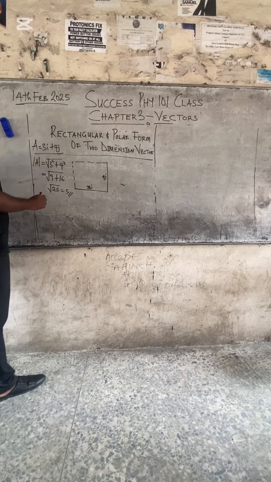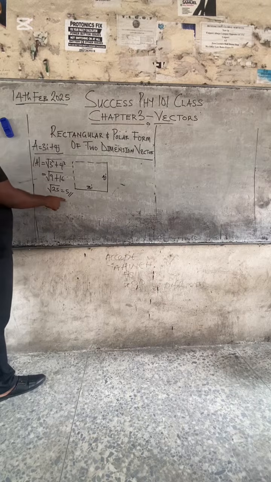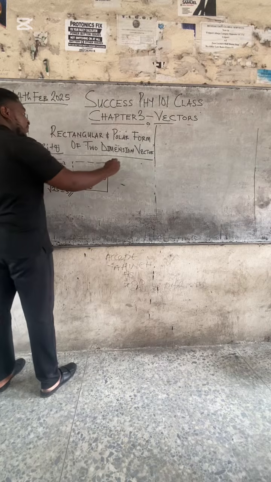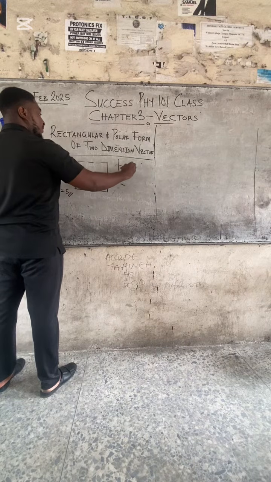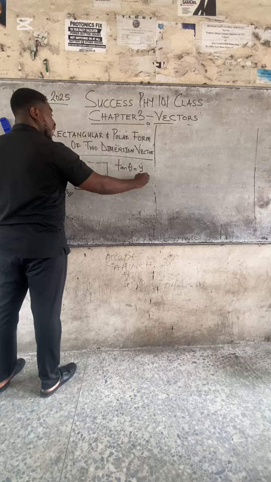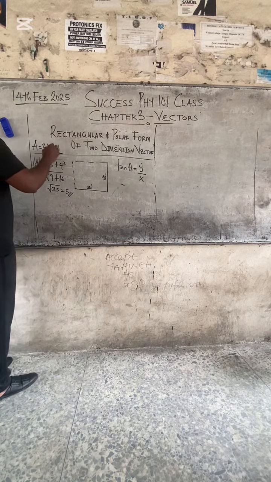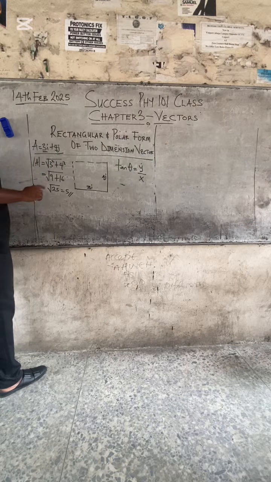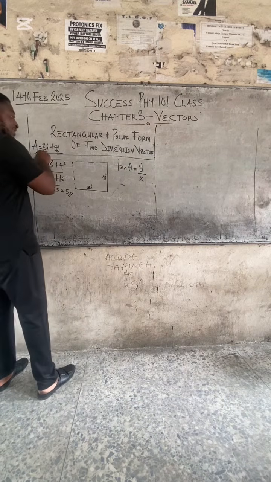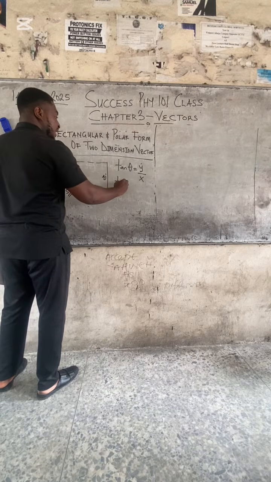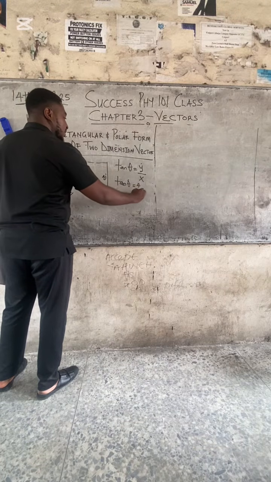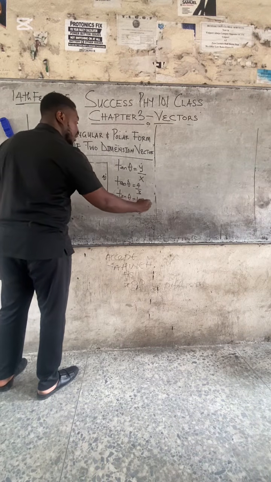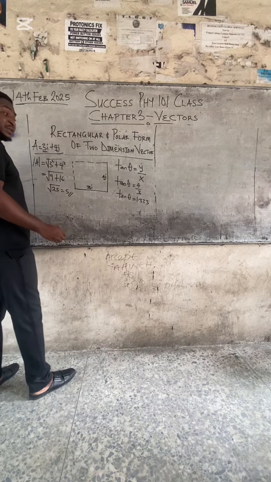So we've gotten the magnitude. Now we need the angle subtended by the vector. Class, the angle subtended by the vector is given by the formula tan theta equals y over x. The y component is the j component, the x component is the i component. So y is 4, x is 3. So tan theta is 4 over 3, and 4 divided by 3 is 1.333.